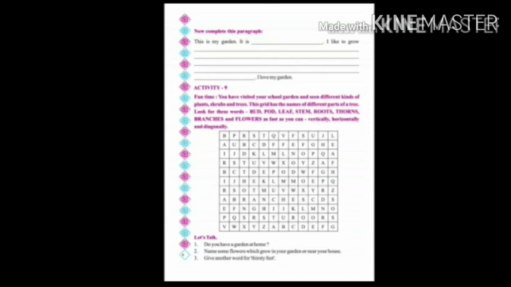Now it is let's talk. Do you have a garden at home? Oh, I would have loved to listen to your answers. Name some flowers which grow in your garden or nearby house, and give another word for thirsty feet. Now what is thirsty? Dry, which needs water. And what is feet? So this lesson is about trees and plants. So they are talking about the feet of the trees and plants. And what are the feet of trees and plants? Right, roots are the feet of trees and plants. Okay, so you can write dry roots, right?